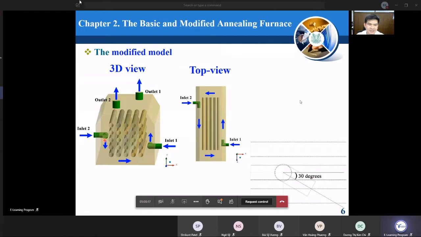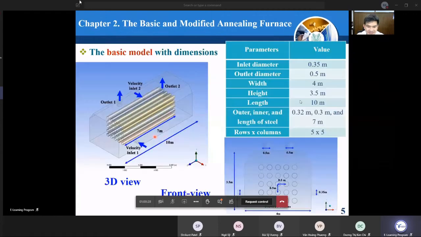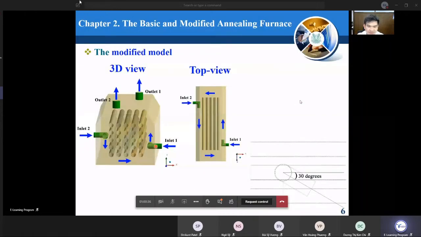It's also just similar to the basic model, but we just modify the inlet port line. Previously, the flow went directly from the inlet to impinge on the steel pipe, but in the modified model we get the elbow inlet here. We can see here, and this is the 3D view, and this is the top view.